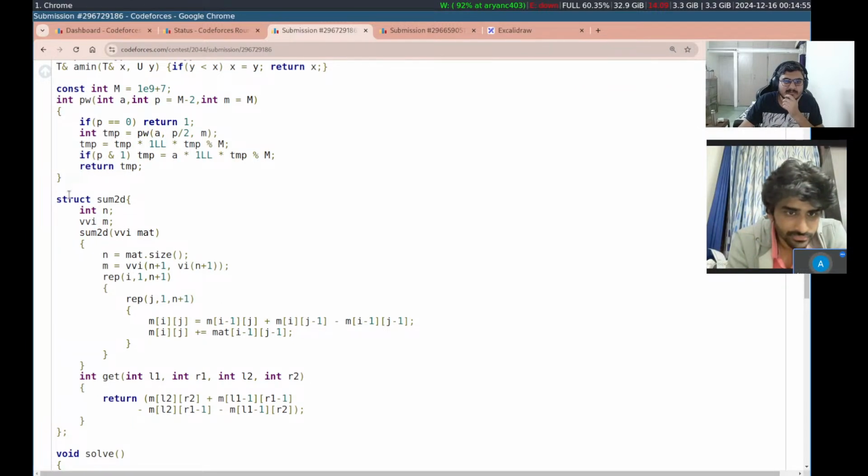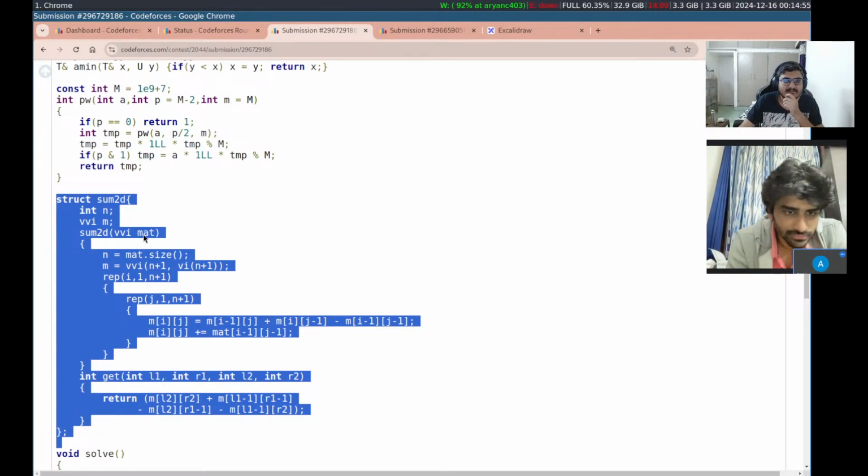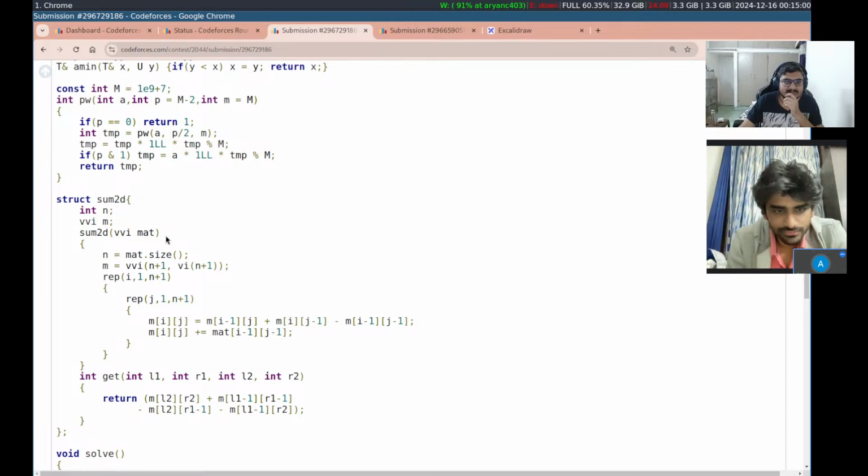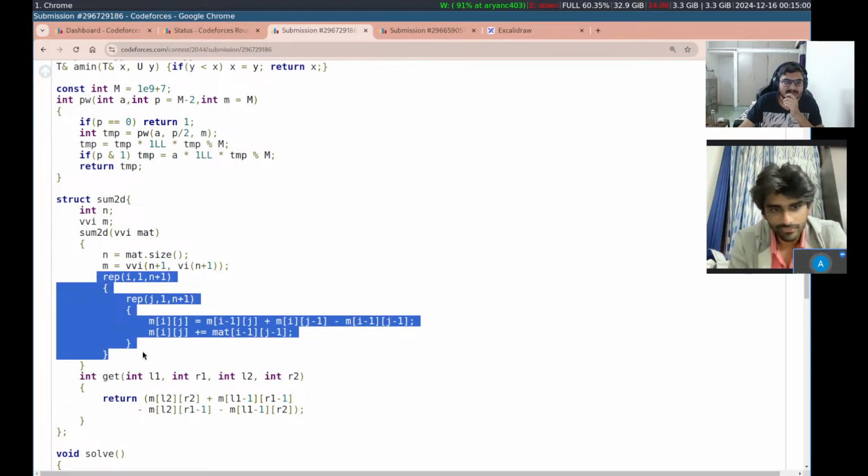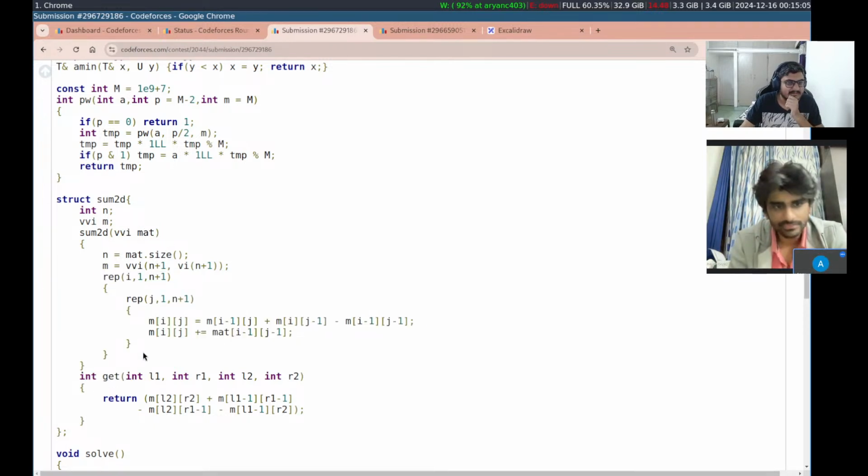So we have a 2D struct here, which takes a matrix and computes prefix sum values over here. And then I made a get function as well, which finds the sum of values between these rows and these columns. So if you look at the rest of the code, it's very clean.